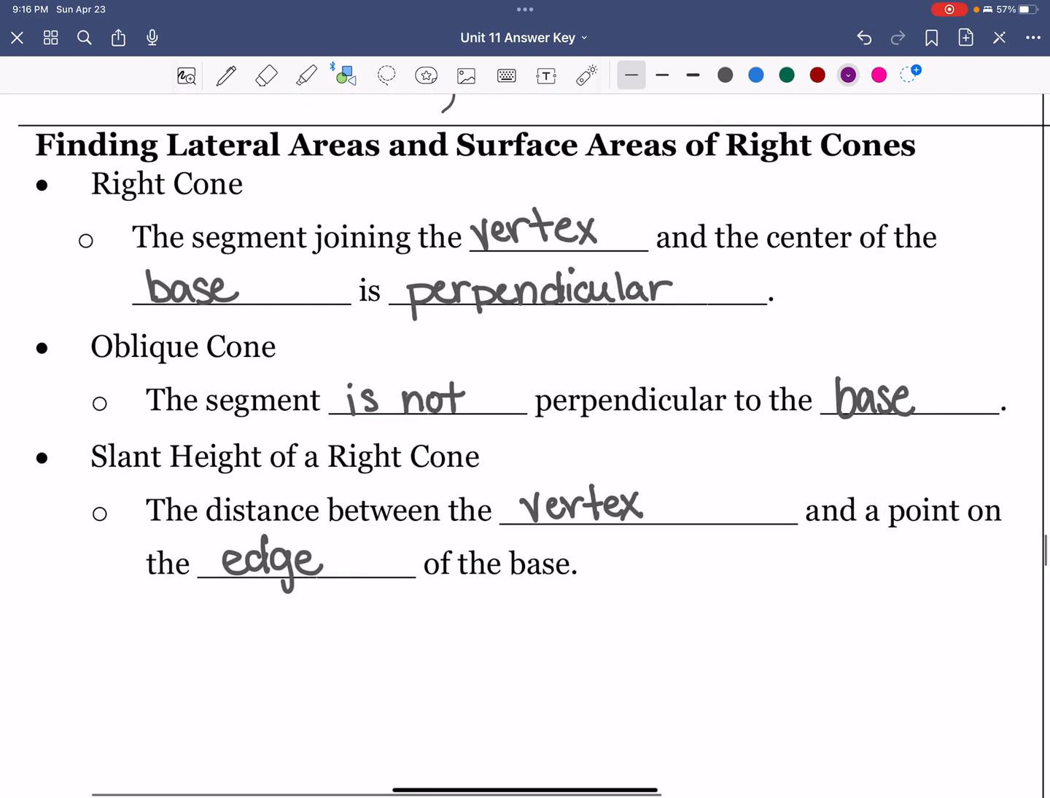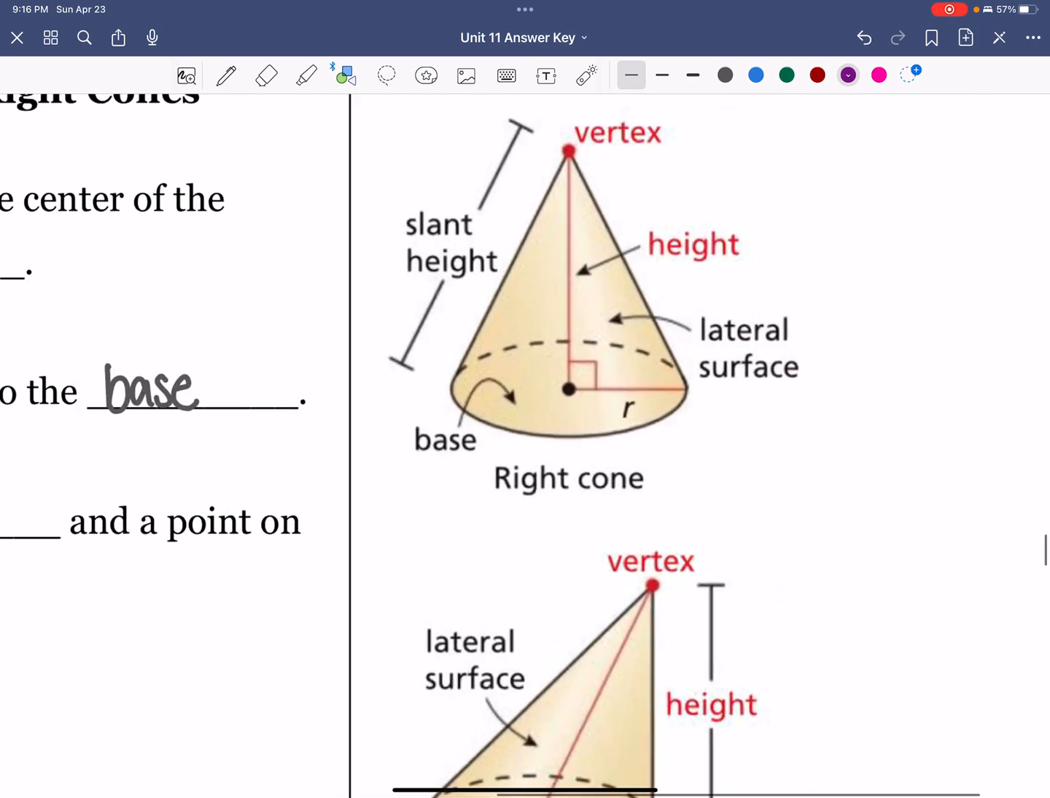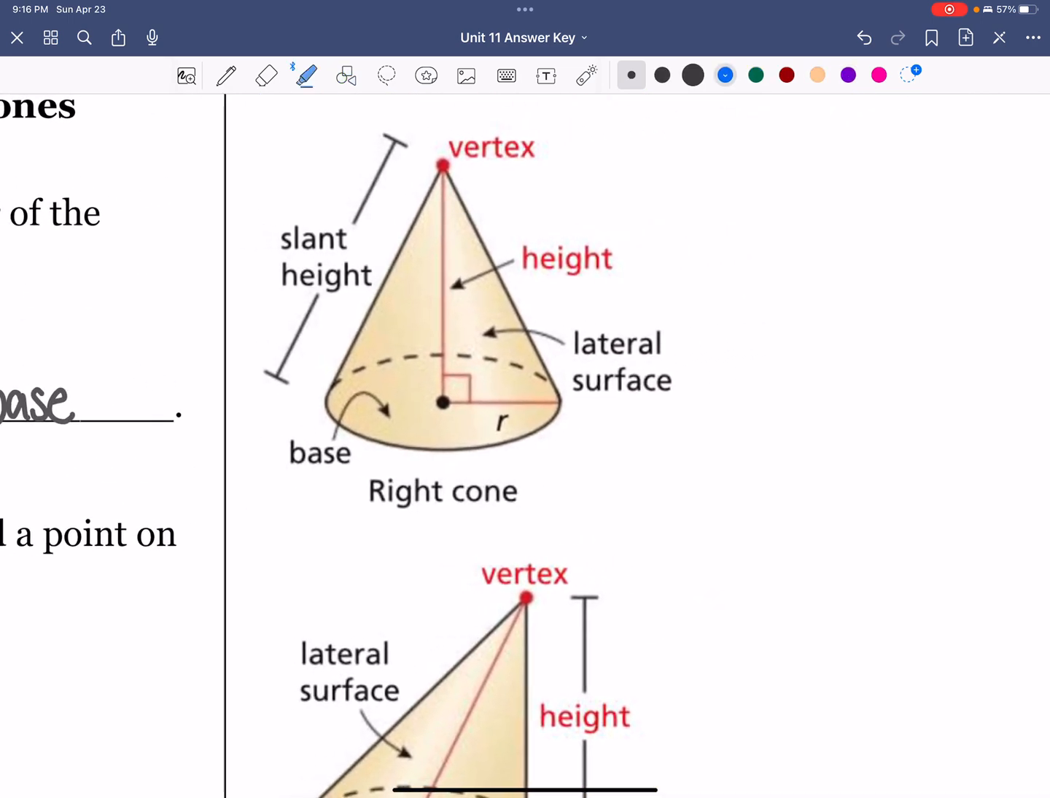We're going to talk about cones now. So the segment joining the vertex and the center of the base is perpendicular when I have a right cone. So that gives me this lovely bit here. So if I look at this, I have a right cone because I create almost like a right triangle here.